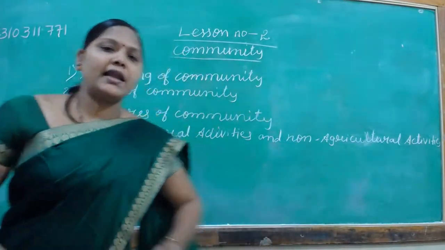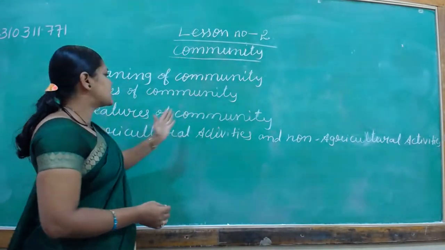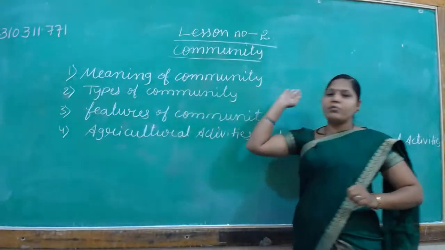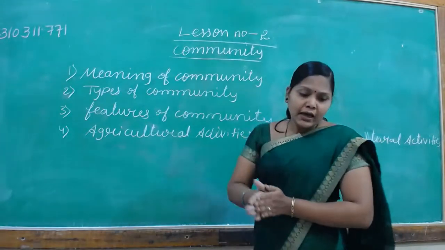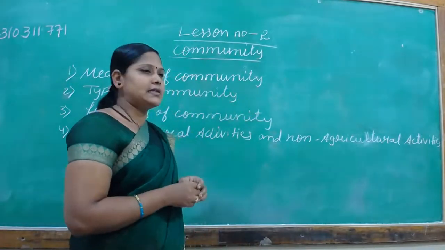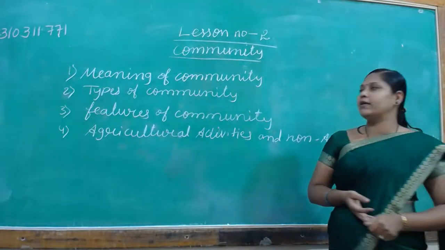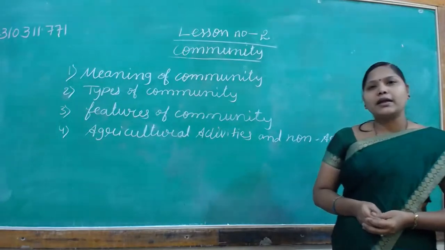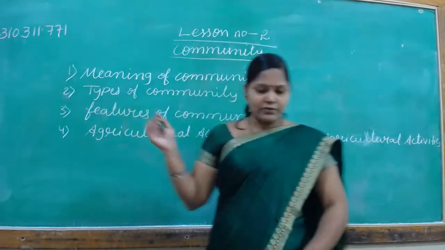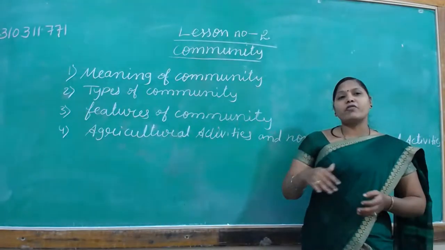See, students, here sir has already told the meaning of community, the types of community, features of community, agricultural activities and non-agricultural activities. What is the meaning of community? A group of people living in a specific area is called a community. Second, types of community. Three types are there: urban community, rural community, and tribal community. Sir has already explained rural community, and next I will take urban community after the question answer.